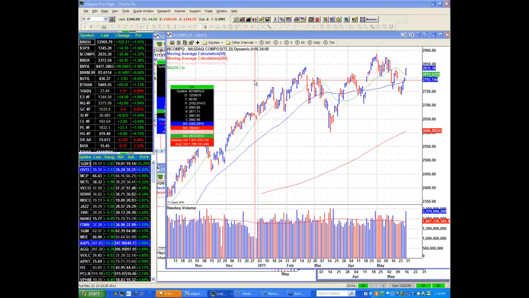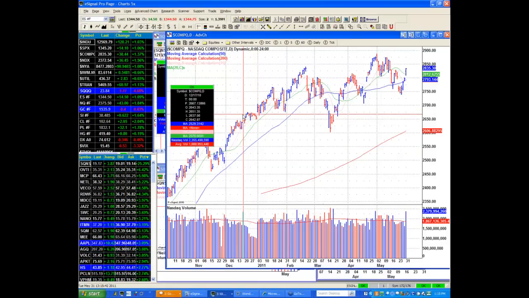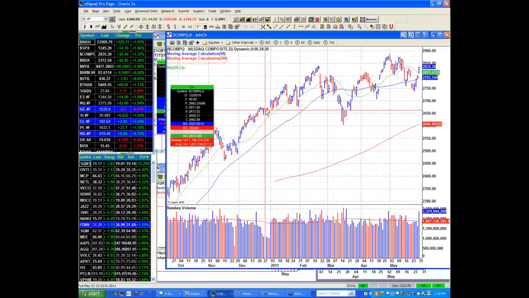I think the big question for everybody right now, and this is something that seems to dominate the media as well, is what is happening with QE2? Is that going to come to an end? And how does that affect the markets? There's one thing I noticed. Everybody can see this NASDAQ chart here on my screen. Yes, very good. Okay, I'm going to assume that everybody can.